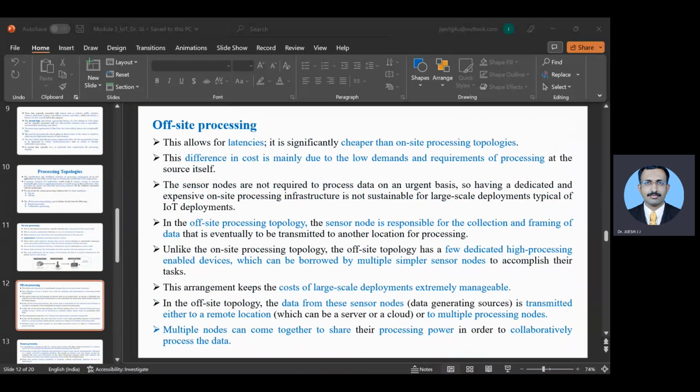That means when you send a packet, how much time it takes to reach the destination, or what is the delay it takes. For example, now you post a letter in a post box. Then how much time it takes to reach the address. That is what is called latency, and we have to make sure that for offsite processing, latency is not a major concern. So you can say that it allows latency and is cheaper than the on-site processing topology.